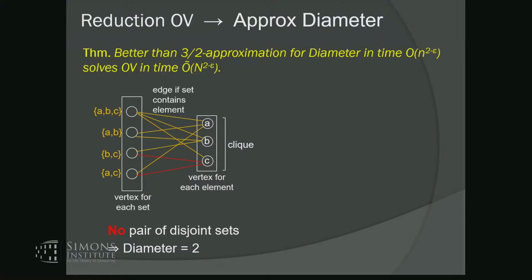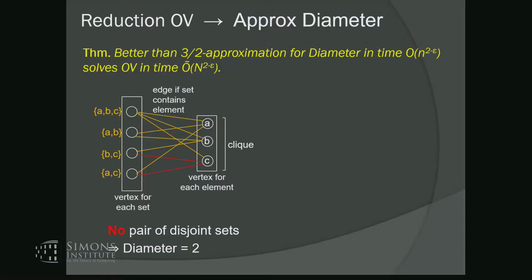So why is this the case? This is the case because if we don't have any pair of disjoint sets, then every single pair of sets here shares some element, and therefore both of them have an edge to the same element, and then the distance between them becomes 2.